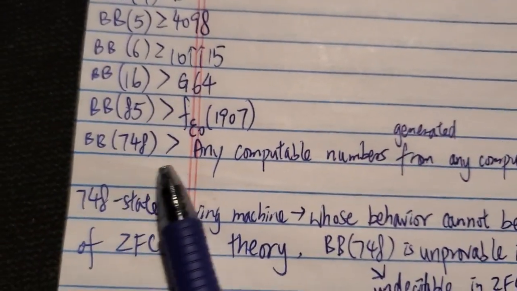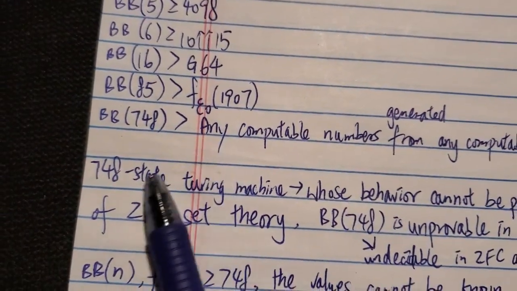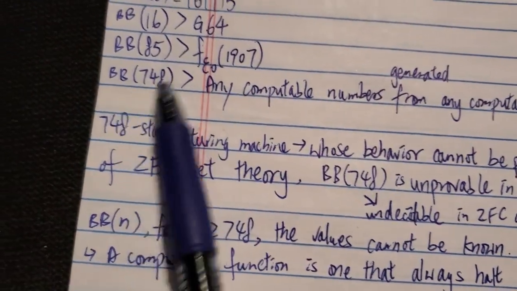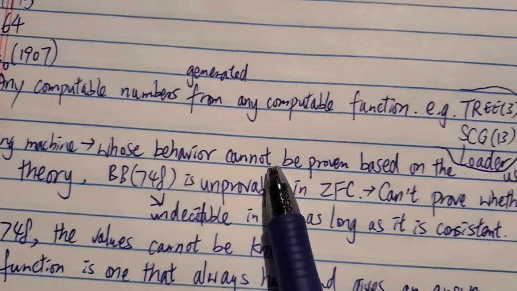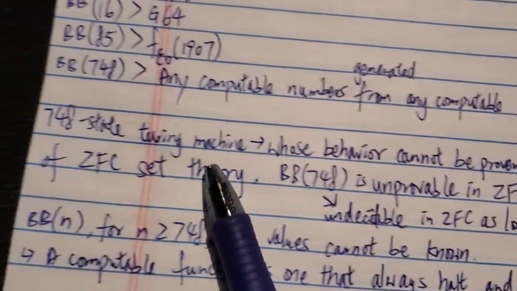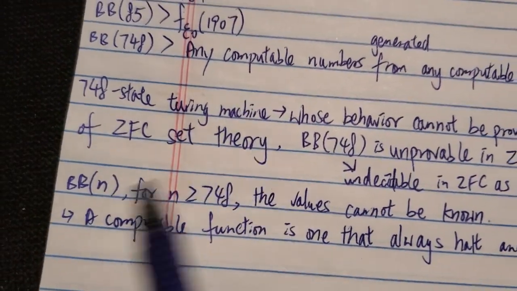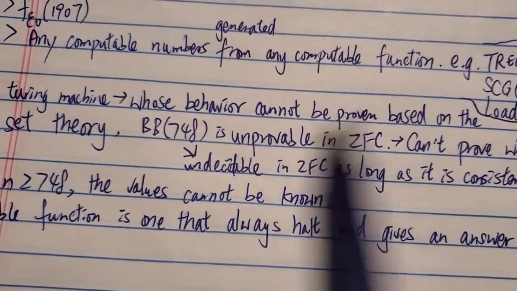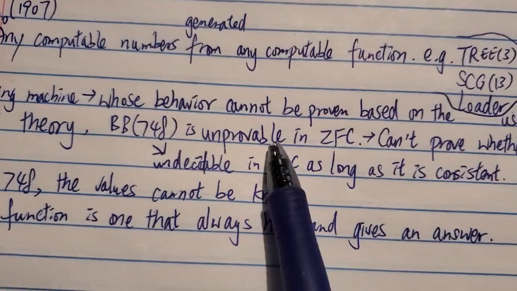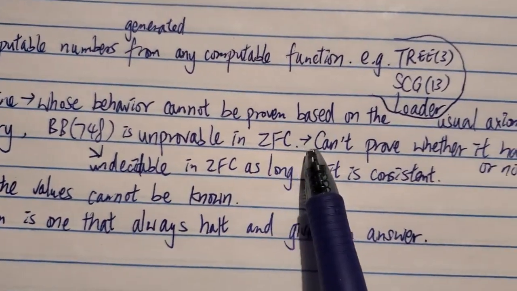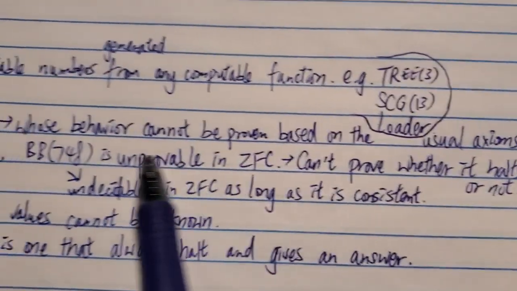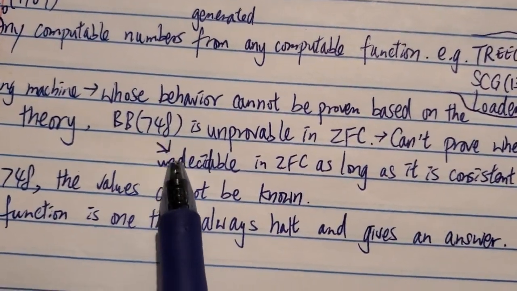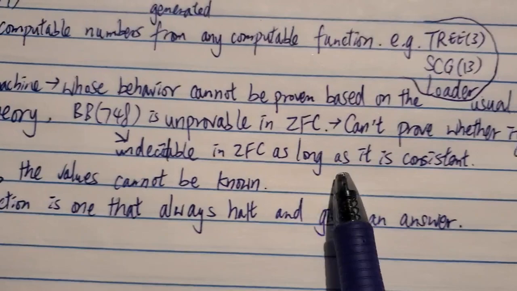The reason why it is so huge is here's the explanation. There is a 748-state Turing machine, which is this thing over here, whose behavior cannot be proven based on the usual axioms of ZFC set theory. You can look up what that is yourself. Therefore busy beaver 748 is unprovable or undecidable in ZFC, which means it cannot be proven whether this Turing machine halts or not. So BB748 is undecidable in ZFC as long as ZFC is consistent.